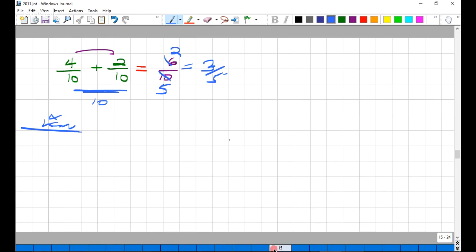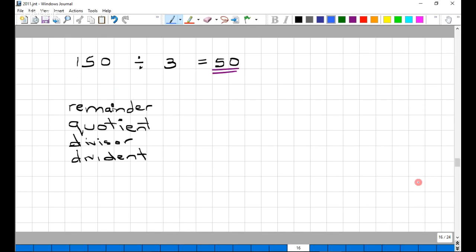All right. Here I have, let me give this one to Trishan. 150 divided by 3 is equal to 50. This 50, what is it called? Is it the remainder? Is it the quotient? Is it the divisor or the dividend? The quotient. Okay, it's the quotient.